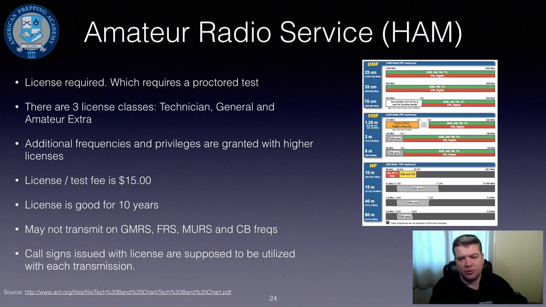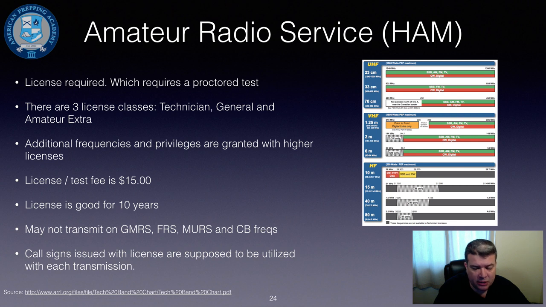Amateur radio service. We're not going to get too deep into ham, like we said earlier, but a license is required. It is a proctored test. There are 3 license classes: the technician, the general, and the amateur extra. Additional frequencies and privileges are granted with higher licenses. The license test fee is $15. The license is good for 10 years.